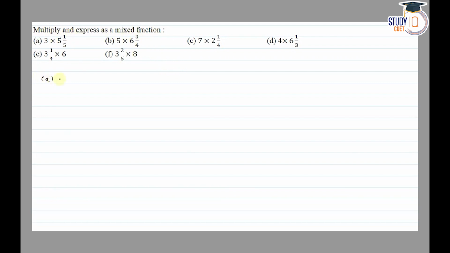So part A is 3 into 5 2/1/5. So we will convert this into an improper fraction. So 5 5s are 25 plus 1, 26 by 5, is equal to 3 6s are 18, then 3 2s are 6 plus 1, 78 by 5 is equal to 5 1s are 5, then 5 5s are 25, remainder 3 upon 5.